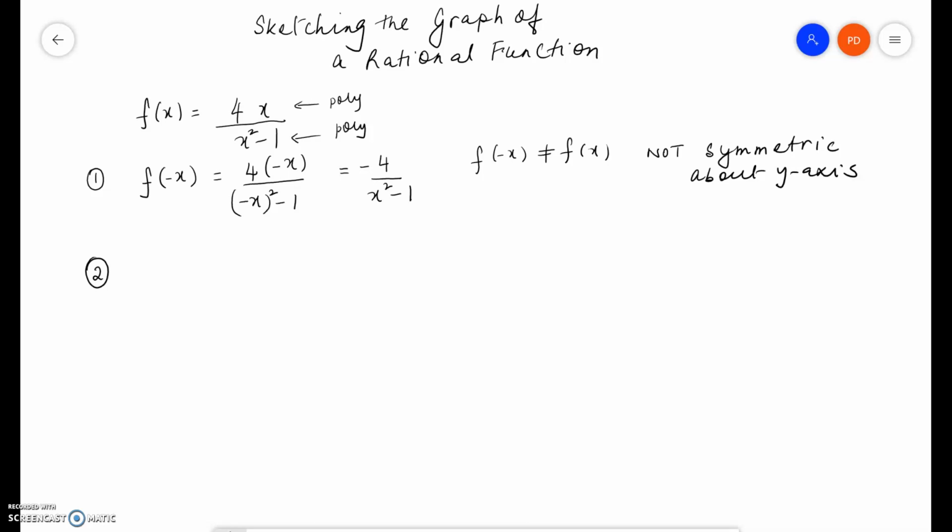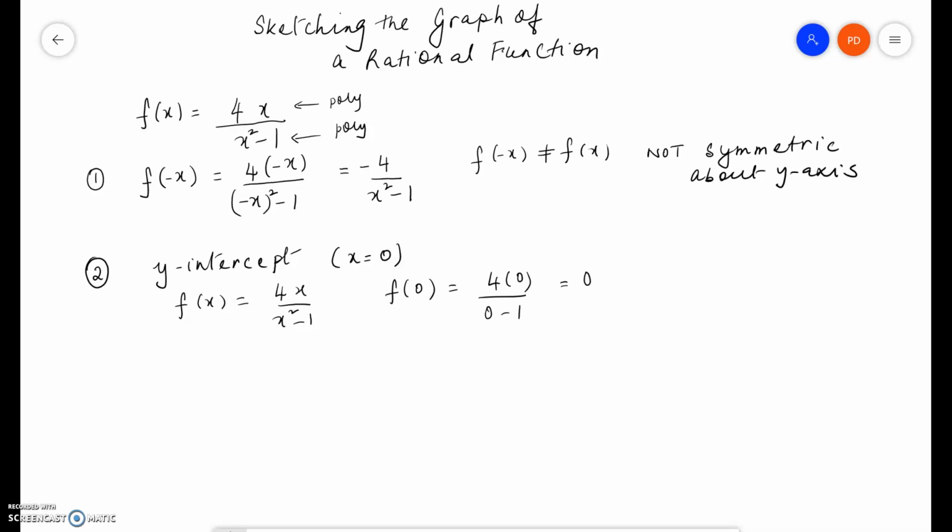Next, we find the y-intercept. The y-intercept is where the graph intersects with the y-axis, which means the x coordinate has to equal 0. So we plug in x equals 0. f of x equals 4x over x squared minus 1. If we plug in a 0 for x, we get 4 times 0 over 0 minus 1, which is 0 over negative 1, which is equal to 0.